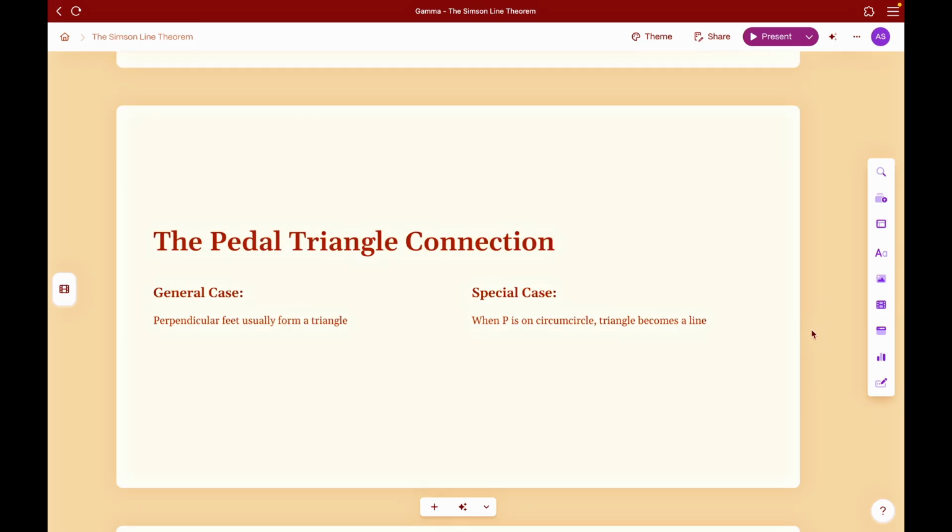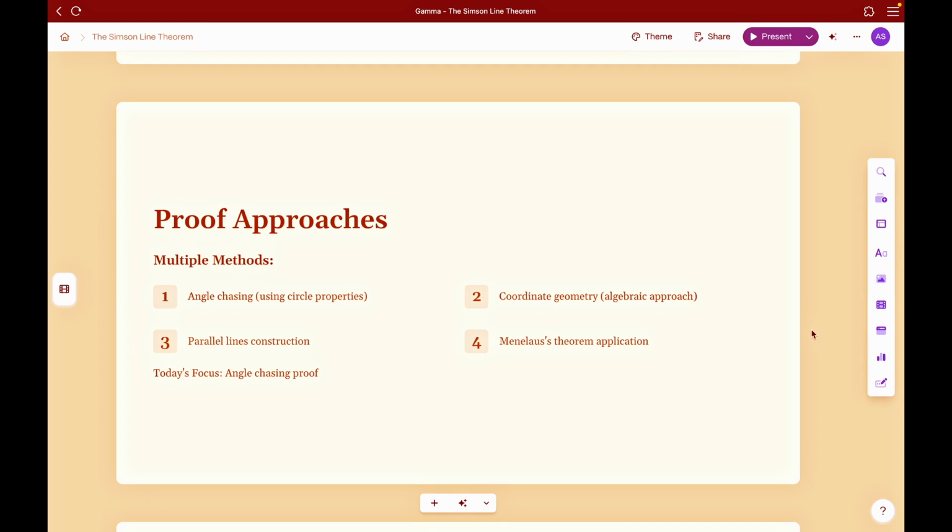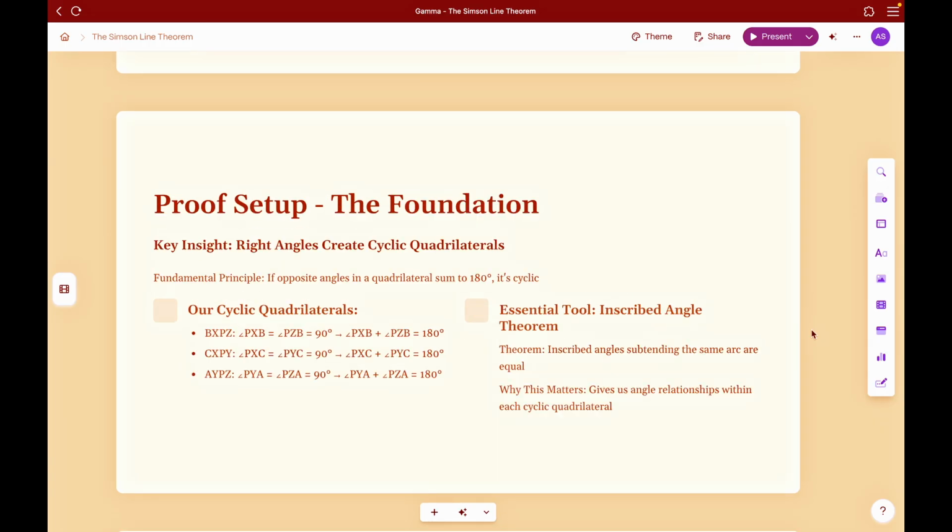This is just a small connection over here. The general case is that these perpendicular feet usually form a triangle if P is anywhere else. But if P is on the circumcircle, the triangle collapses and becomes a line instead of a full triangle. There are 4 main proof approaches: angle chasing, coordinate geometry, parallel line construction, and Menelaus' theorem application. We will be talking about Menelaus' theorem in the next video. But today's focus is using angle chasing, basically using circle properties and other angle properties. This is the foundation of the proof setup.